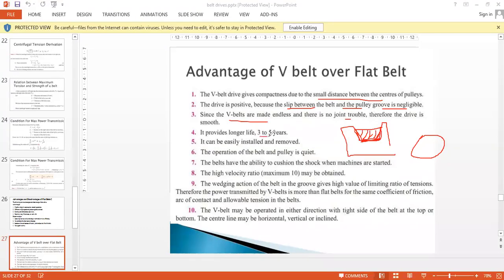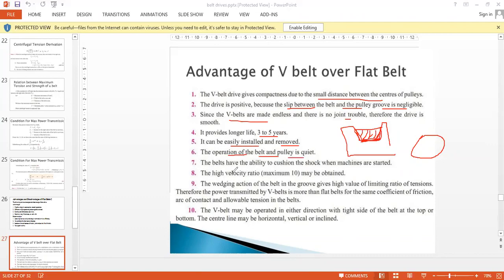The life of this V belt is only up to 3 to 5 years. After this, because of continuous expansion and contraction, they will lose their elasticity and the length of the belt will change. So thereby it has to be changed after 3 to 5 years, generally. It is easily installed and removed. Since it's an endless belt, it only has to be mounted onto the pulley, so there is no kind of adjustment and restricting, maintaining the particular tension and all those things. And the operation of a V belt is very quiet.